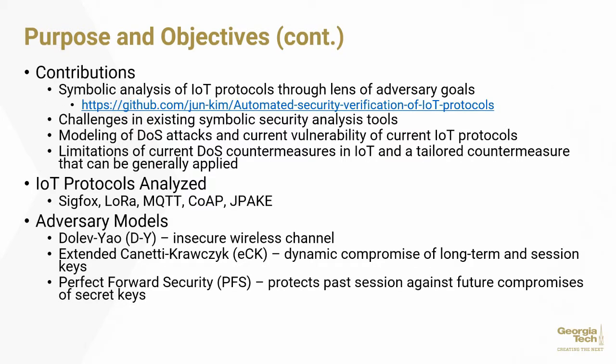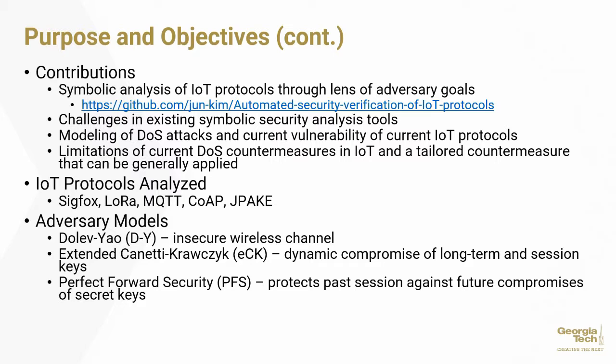The paper narrows its focus to 5 Internet of Things protocols and 3 adversary models. The authors provide an implementation in the form of publicly available code, which can be downloaded from the GitHub link provided. This symbolic analysis focuses on prominent IoT protocols under the adversary models of Dolev-Yao, referenced throughout this presentation as D-Y, Extended Canetti-Krawczyk, ECK, and Perfect Forward Secrecy, or PFS. The D-Y model is widely considered by these protocols as a traditional attacker by means of an insecure wireless channel.